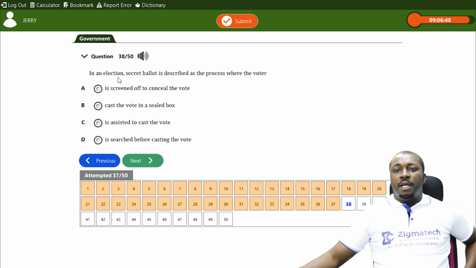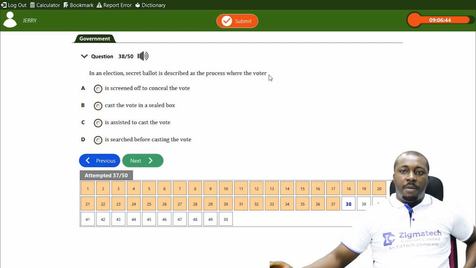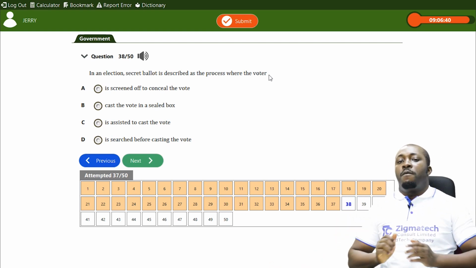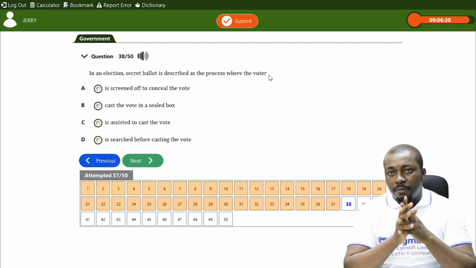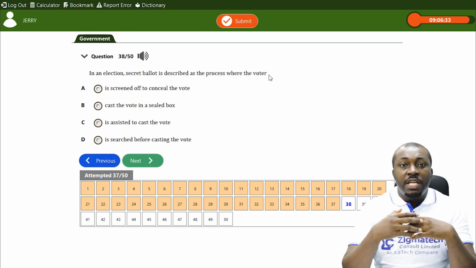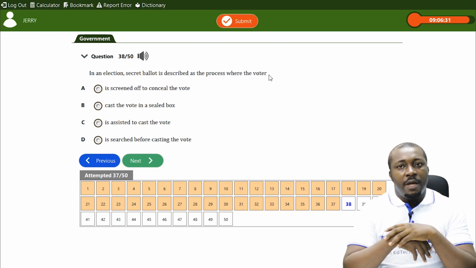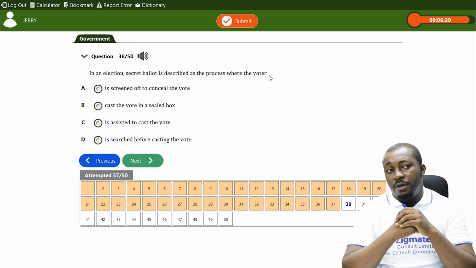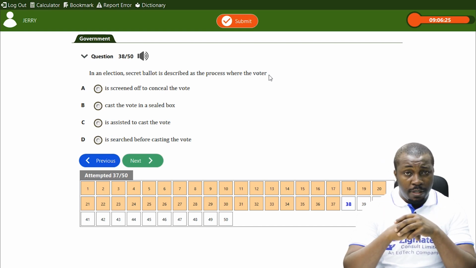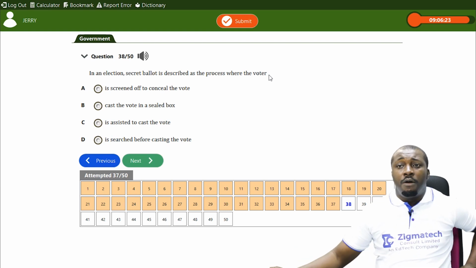Now, in an election, secret ballot is described as a process where the voter... Remember, it tests your knowledge of the types of ballot system. We have open ballot, where the voter's choice is known to the public. We have secret ballot, where the voter's choice of candidate or party is not known to the public.